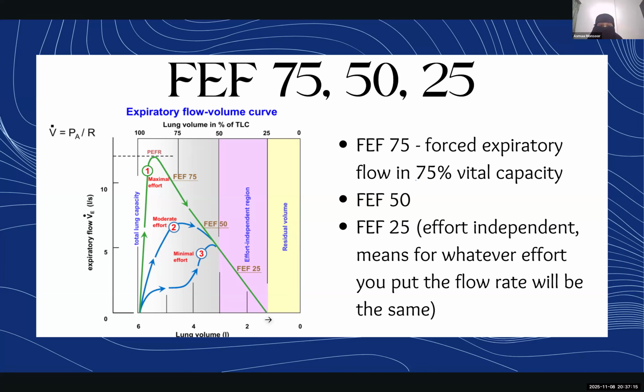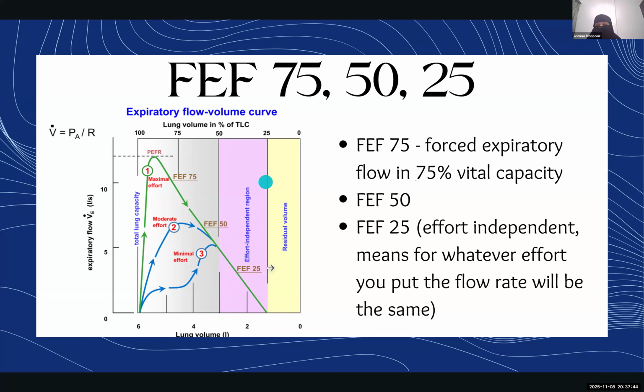75 is when 75% of the vital capacity, or how much you can totally exhale, is remaining. 50 is when 50% of what you can totally exhale is remaining. And 25 is when 25% is remaining of what you can totally exhale, all right? This is just some terms. But what you need to know from this is FEF 25, which is forced expiratory flow when only 25% of vital capacity is remaining, is the effort independent region.